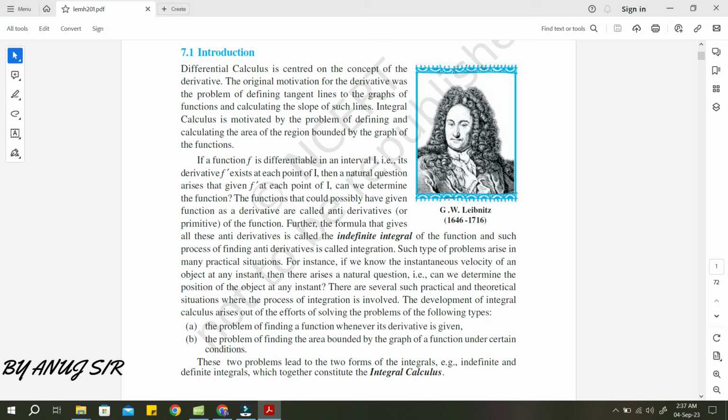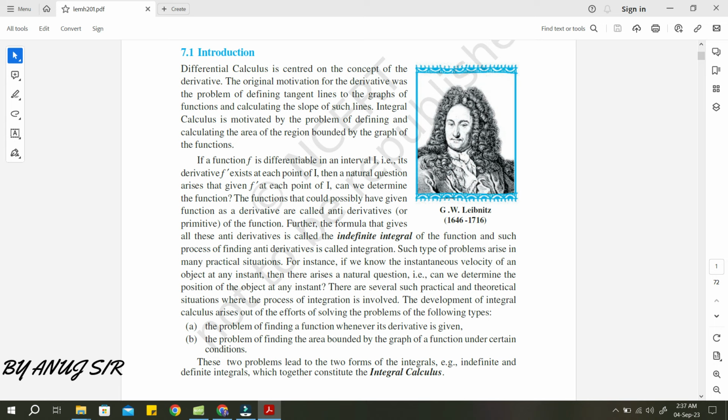We have these two forms of integral. The first is the indefinite and the second is the definite. Together they constitute integral calculus. In this video we are going to deal with the indefinite integral, and in the upcoming videos we are going to study the definite integral also. First we need to understand the indefinite. Once you understand the indefinite, you will easily understand the definite integral.